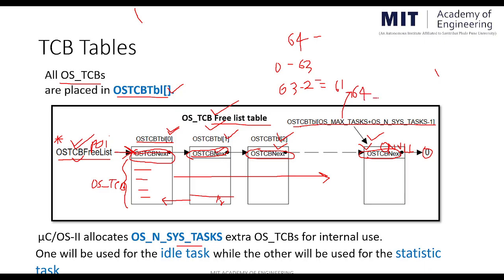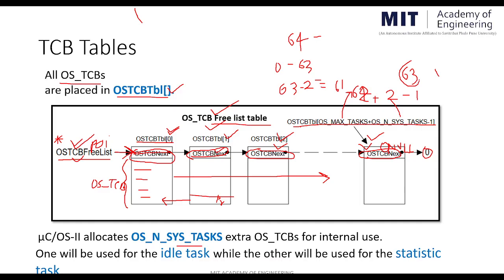Then minus, how many system tasks will be there? 2 system tasks are there. So 62 tasks are the maximum tasks, 2 are the system tasks. So a total of 64 tasks can be created by MuCOS2, and minus 1. So the last number of the TCB should be 63.